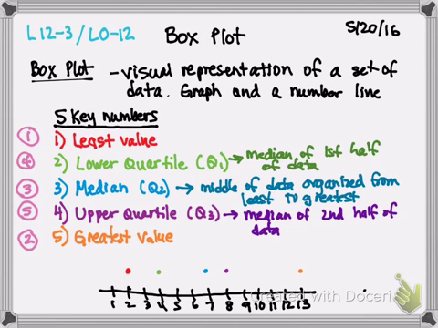Okay, so labeling. I like to call this LV for least value. We'll call this guy Q1. We'll call this guy M. The next guy is going to be our Q3. And then here's our greatest value.